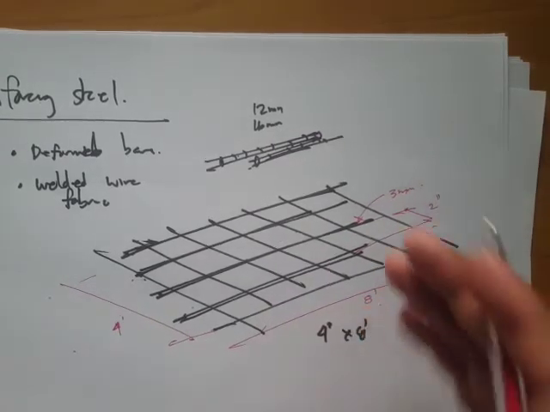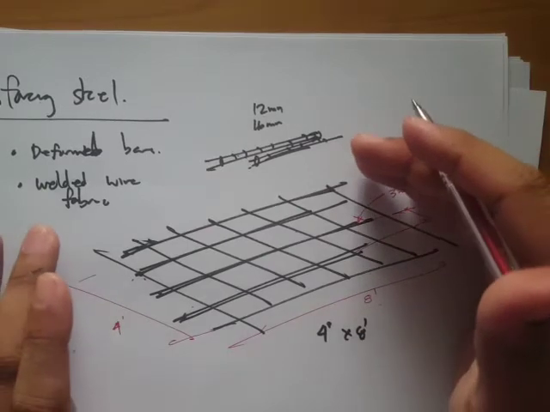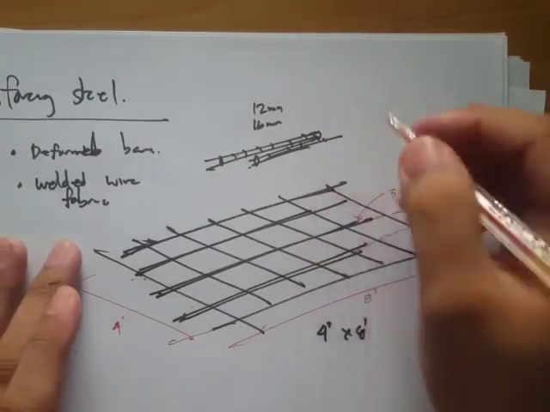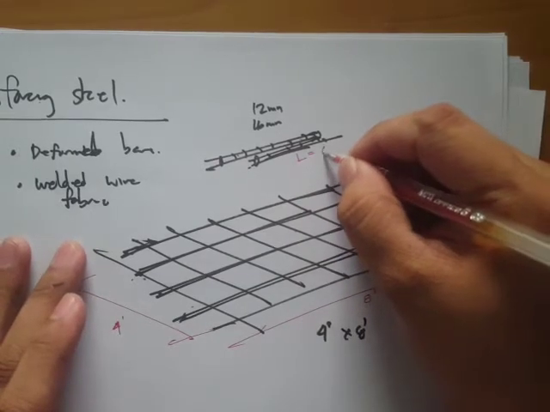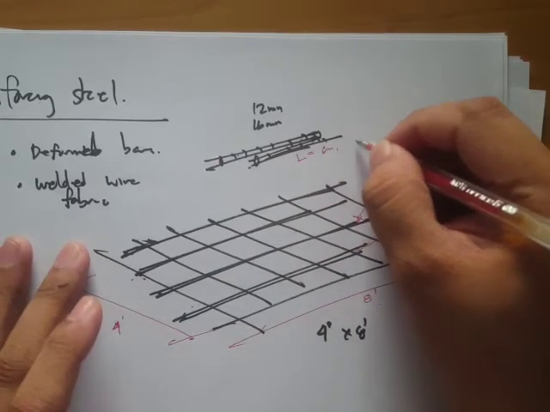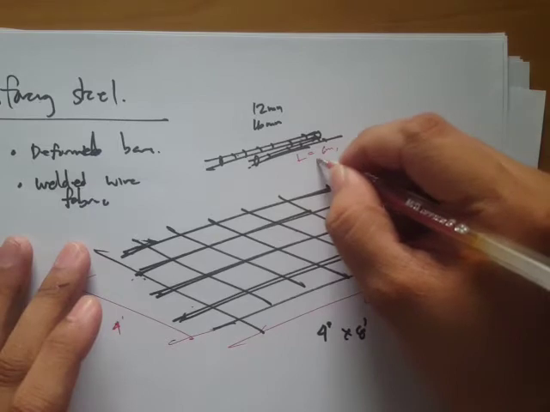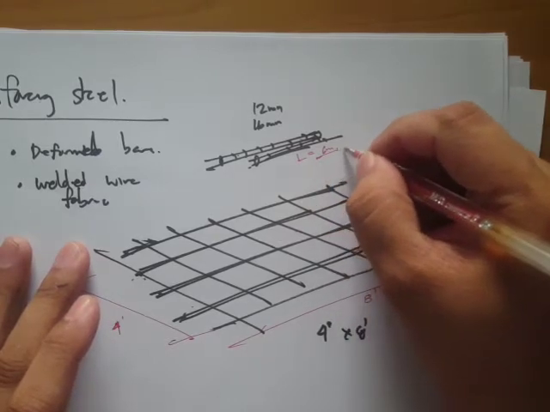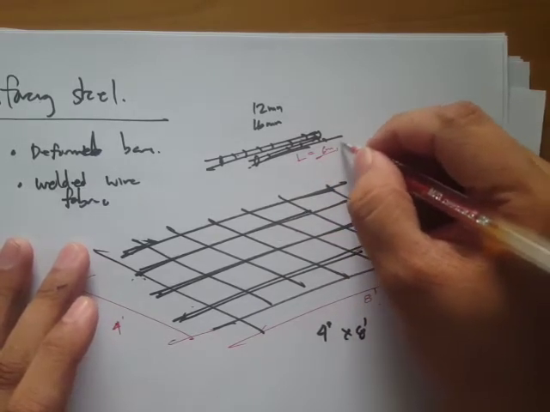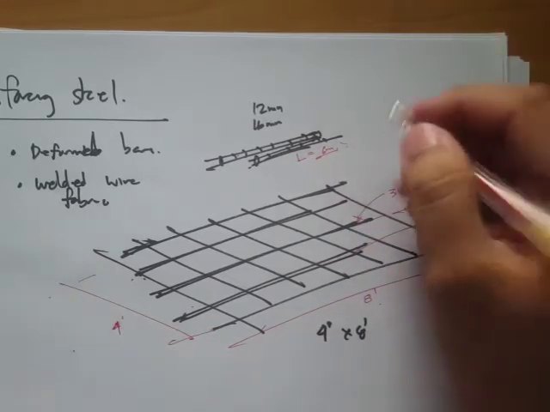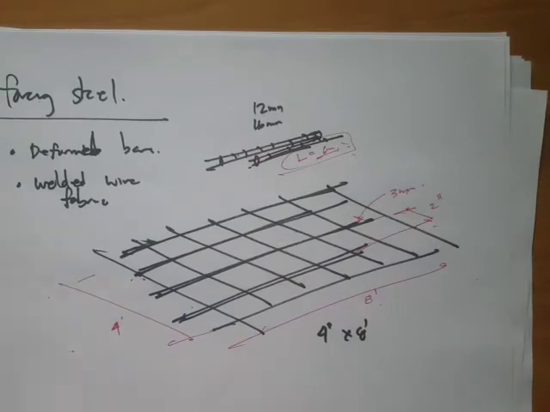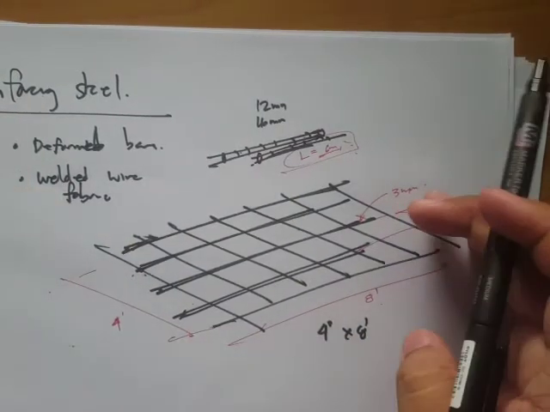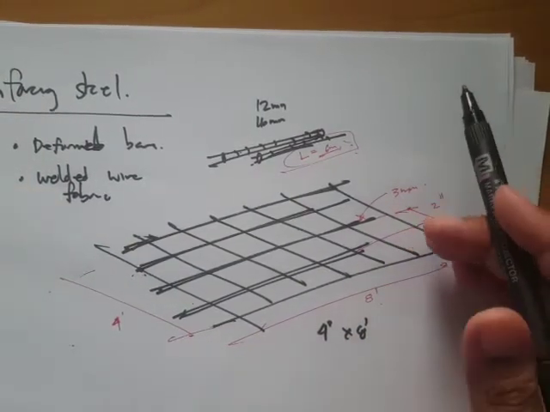Okay, so that's a wire mesh. Whereas for this one, you buy it in terms of length, probably 6 meters. The most common is 6 meters, but other lengths may be available. Okay, so these are the two reinforcements that we provide in a concrete.